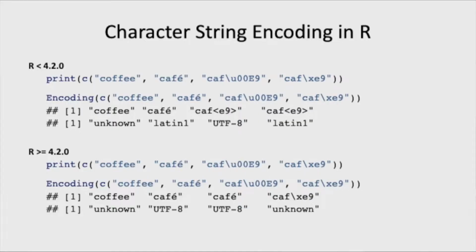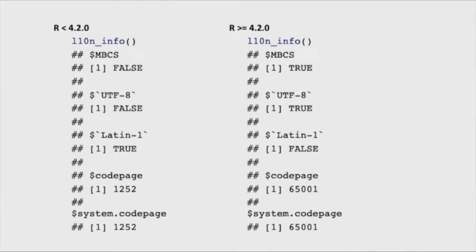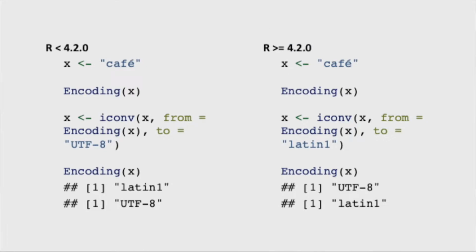Native encoding is why we see unknown here as well. For example, we see coffee as unknown even though it's clearly ASCII compliant. ASCII strings will never be marked with a declared encoding since their representation is the same in all supported encodings. The Sys.getlocale function will tell you what your native encoding is. The l10n_info function is another helpful function. And lastly, we have the iconv function, which uses system facilities to convert a character vector between encodings.